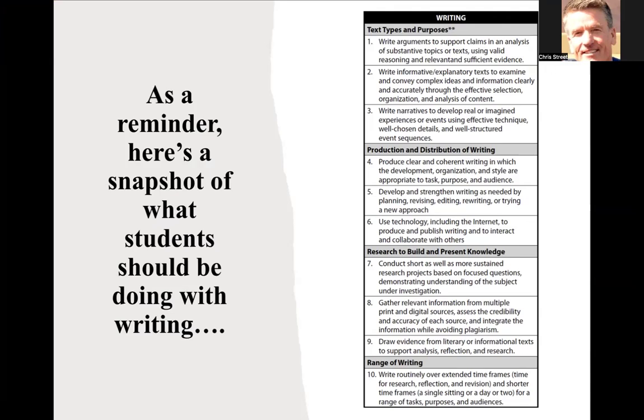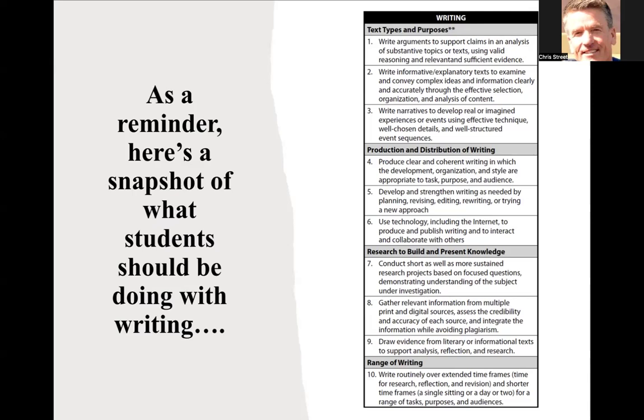So here's a snapshot of what our kids are supposed to be able to do with writing by the time they graduate from high school. These come from the college and career anchor standards. And just glance at those different 10 aspects of writing that students should have familiarity with by the time they finish high school.